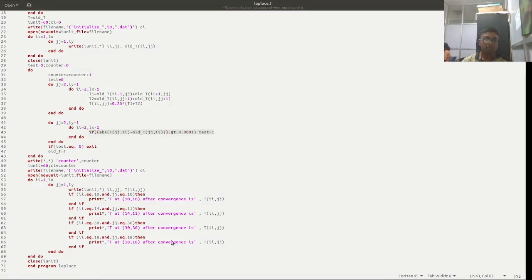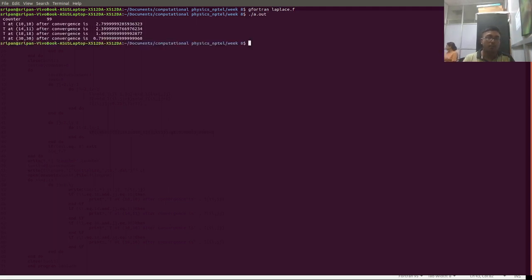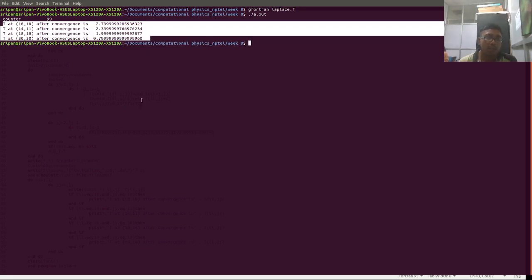So I'm going to open my terminal, and we have the code named laplace.f. I compile it with gfortran laplace.f, and then run it with dot slash a dot out. So here are the answers. We have T at 10, 10, it will be 2.799.